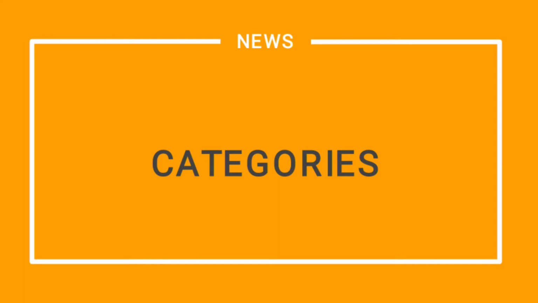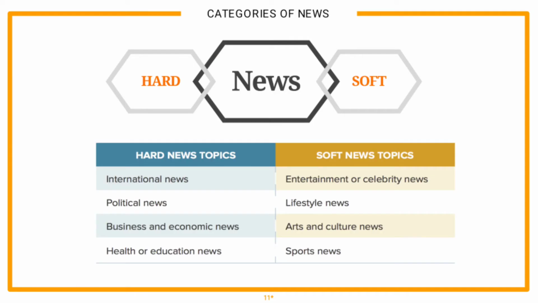So now, let's move on to the categories of news. We have hard news and soft news. Hard news refers to news stories that have a big impact on society as a whole and need to be reported urgently. And soft news is the stories that provide other background information about world events, and human interest stories or entertainment news.